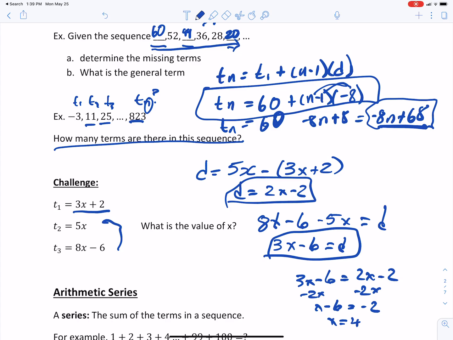And now I can go back here and put these in. So 3 times 4 is 12 plus 2 is 14. 5 times 4 is 20. And 8x minus 6 would be 32 minus 6, which would be 26. And you can see each time I go up by 6. So if x is 4, the common difference is 6. And there we have it. There are our first three terms of this sort of hidden sequence using the variable x.